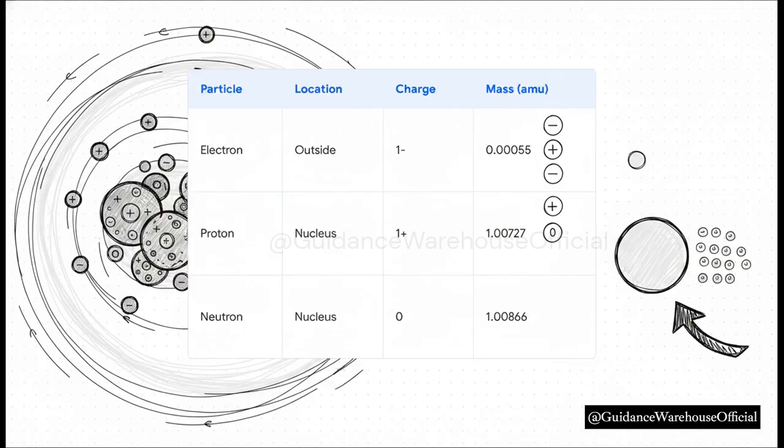At 0.00055 AMU, they are basically massless. You would literally need about 1,800 electrons just to equal the mass of one single proton.